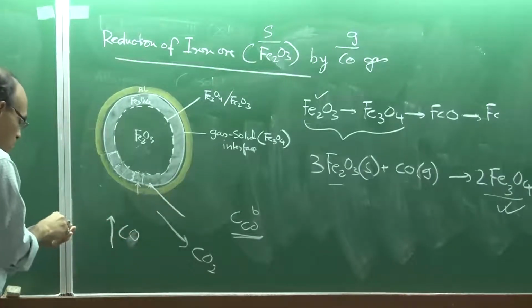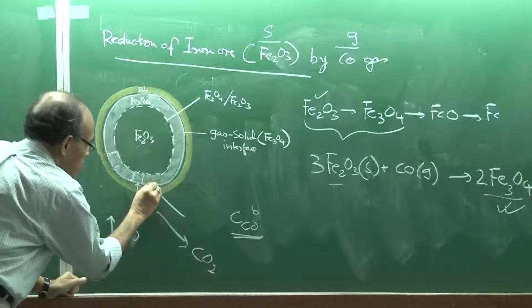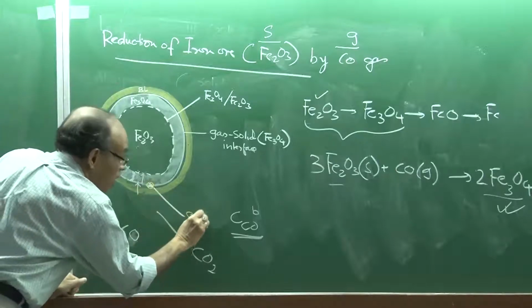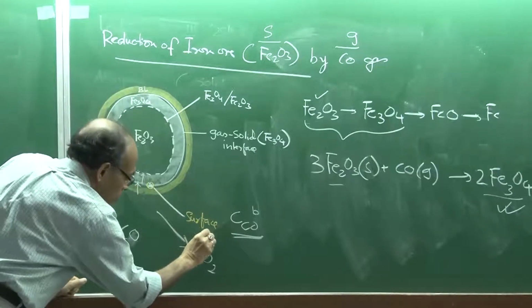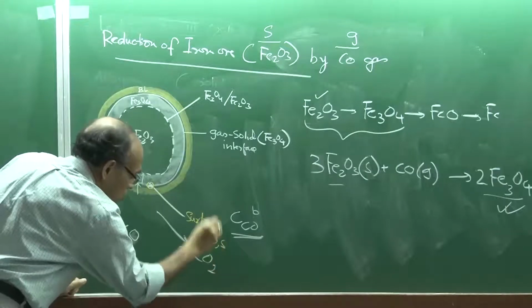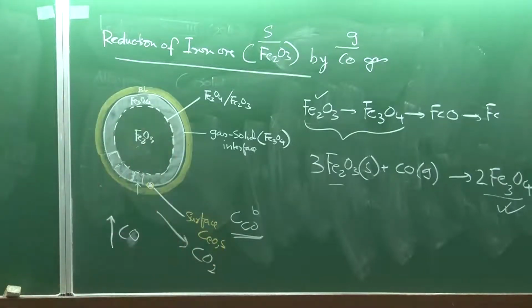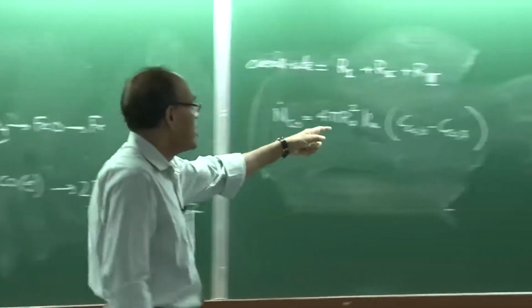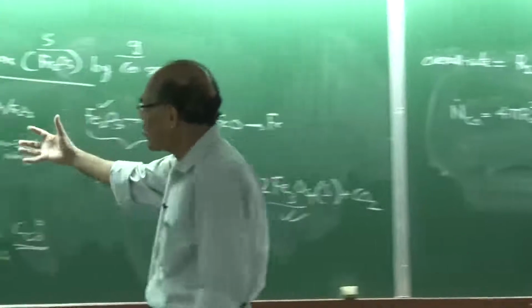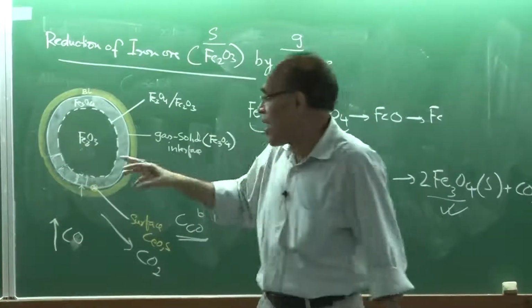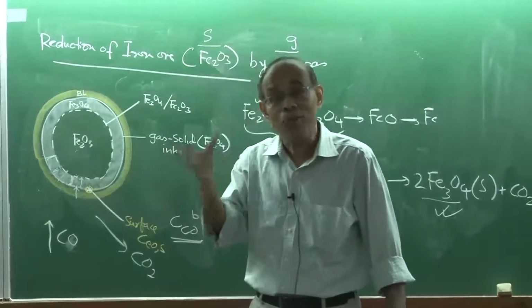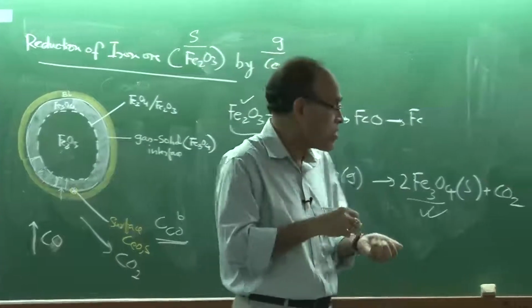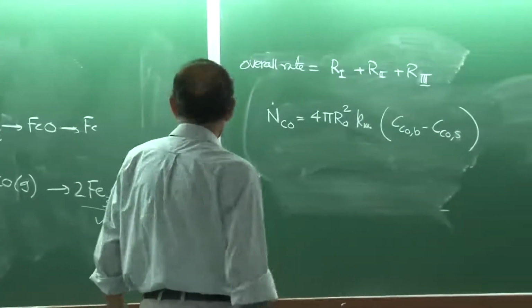I will circle it so that you can understand. This is the surface, where the concentration is CCO surface. That is the driving force for boundary layer transport. So the gas has now reached there. Now in the spherical coordinate system, if you remember, I have already derived the flux equations as well as the transport equations. And for the spherical coordinate system, let us look at here.